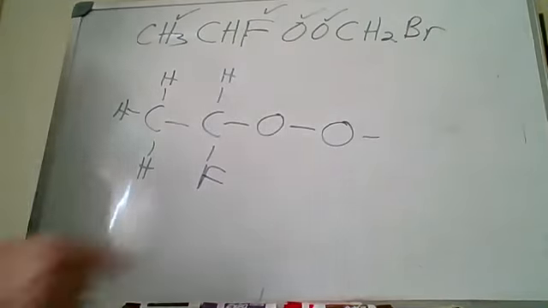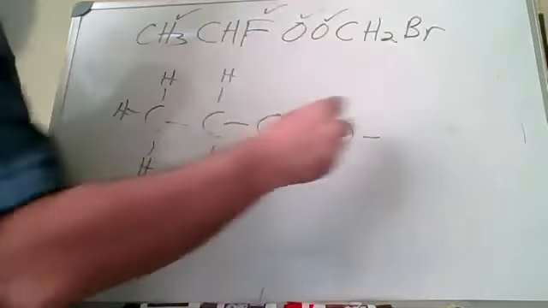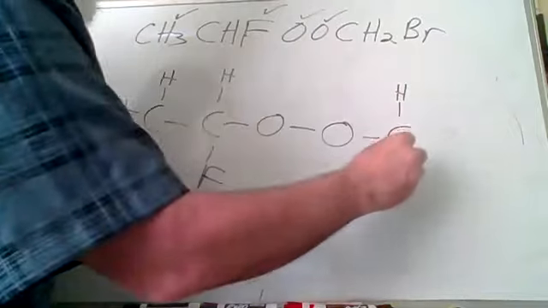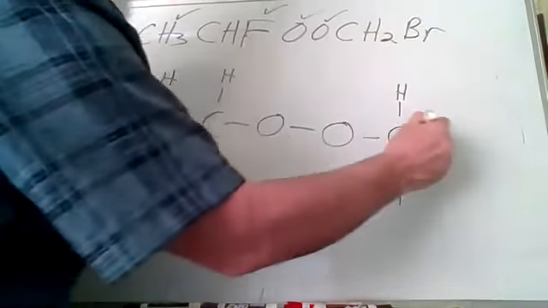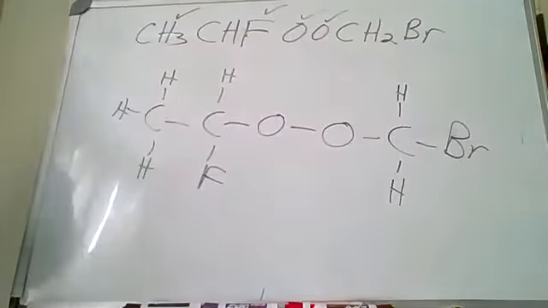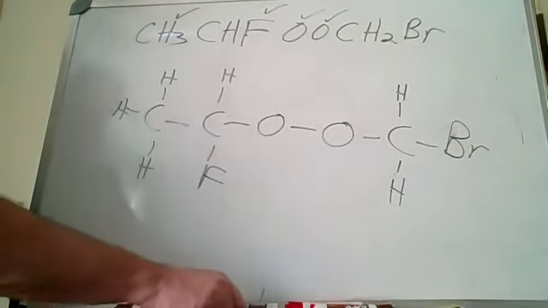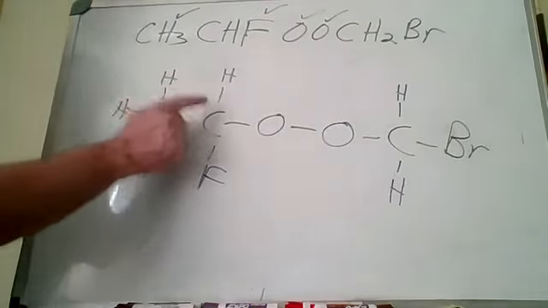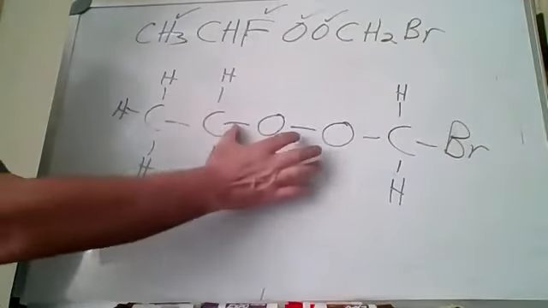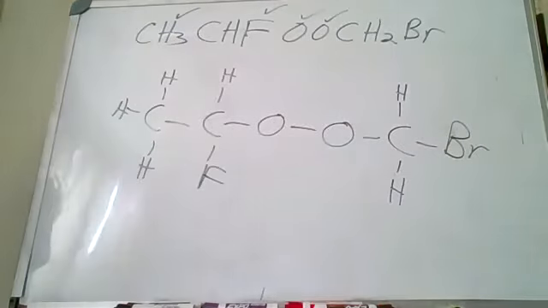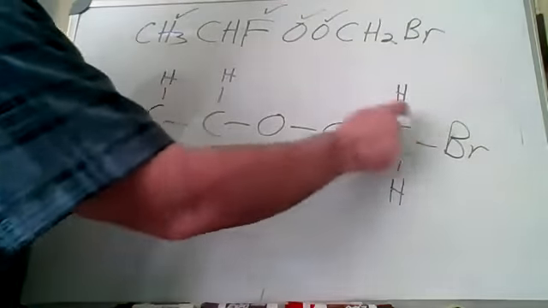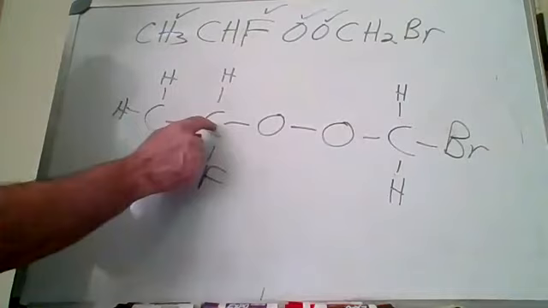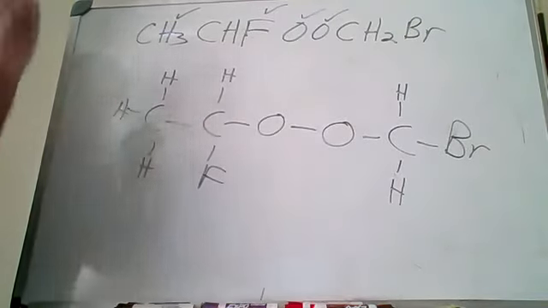And then a CH2 group. We know what that looks like. And then a bromine. Now, before I forget, let's check that every atom obeys the octet rule, in other words, has the proper number of bonds. The halogens should each have 1 bond, which they do. The hydrogens should each have 1 bond, which they do. The oxygens should have 2 bonds, which they do. And the carbon should have 4 bonds: 1, 2, 3, 4 for this carbon, and 1, 2, 3, 4 for this carbon.